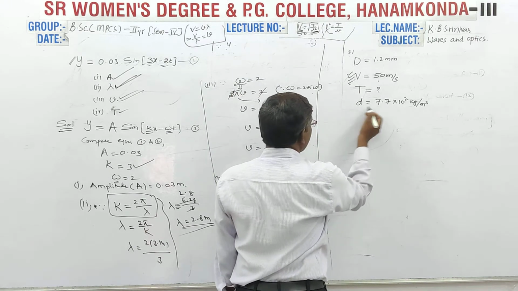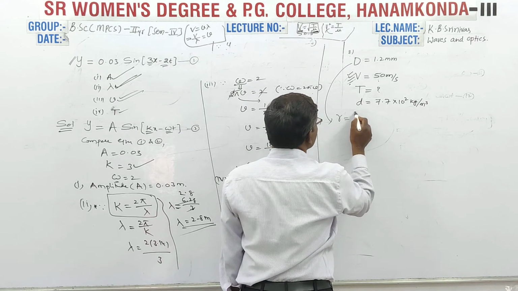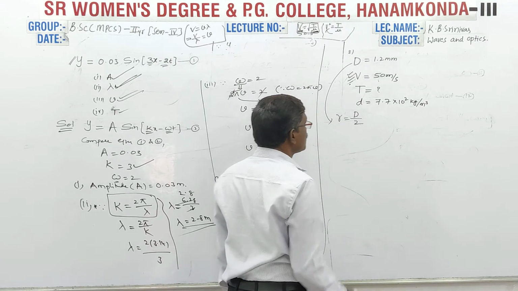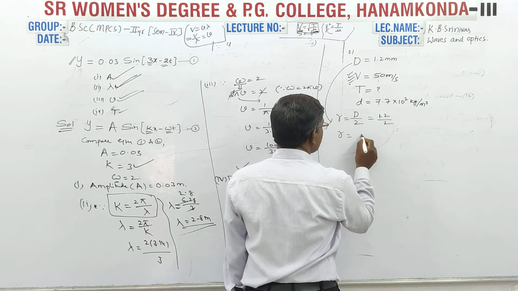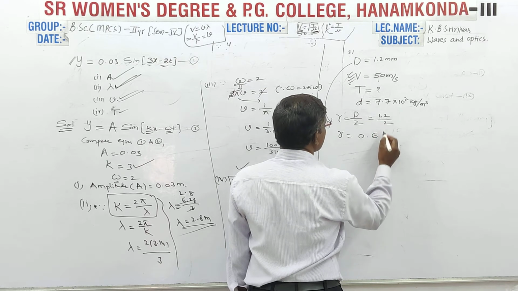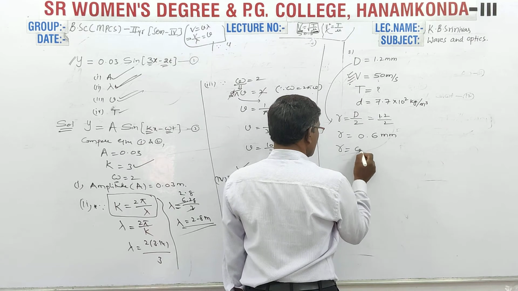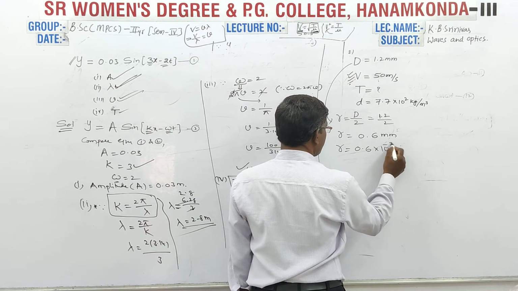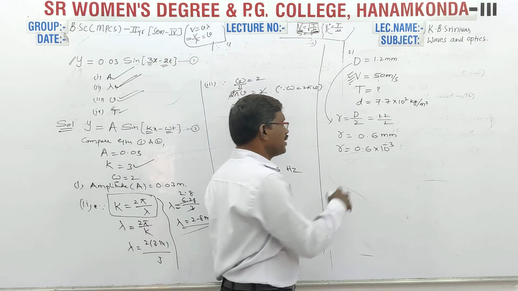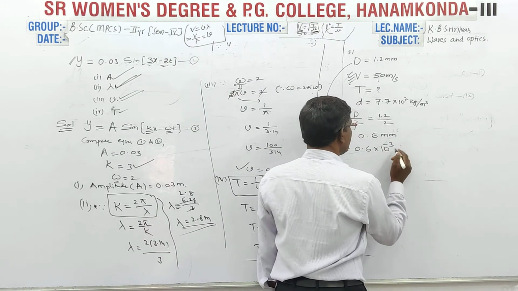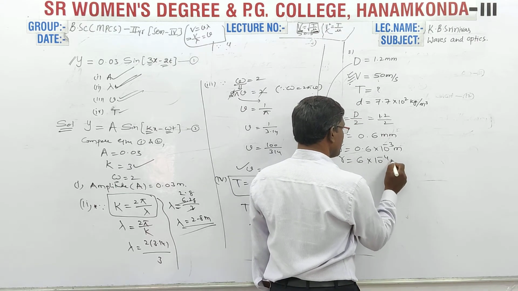Diameter is given. When diameter is given, you can calculate radius. Diameter by 2, that is 1.2 by 2 gives how much? 0.6 millimeter. But we have to convert millimeter into meter. 0.6 into 10 to the power of minus 3. 1 meter equal to 1000 millimeters, so 1 millimeter equal to 1 by 1000 meters. Or you can convert to 6 into 10 to the power of minus 4 meters.